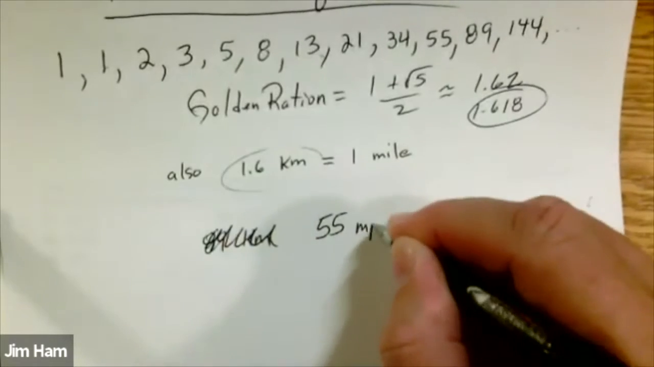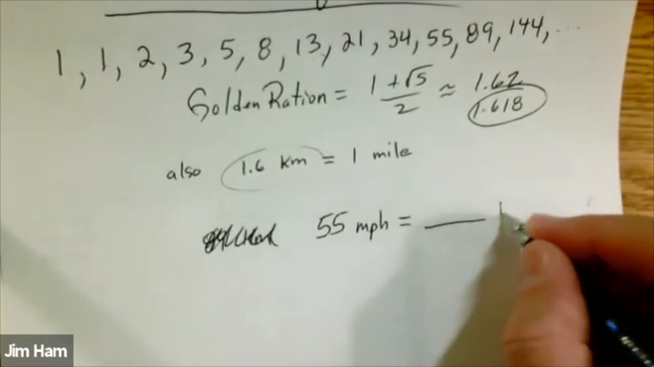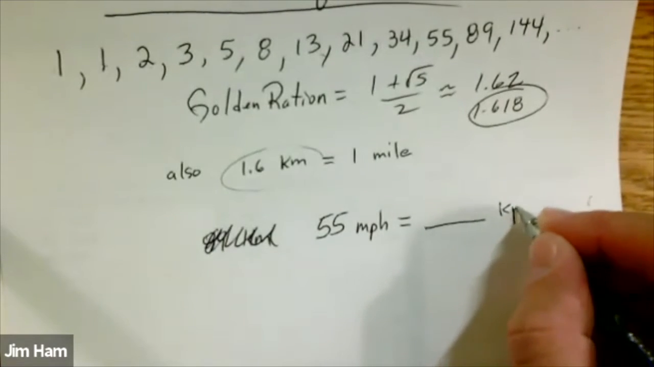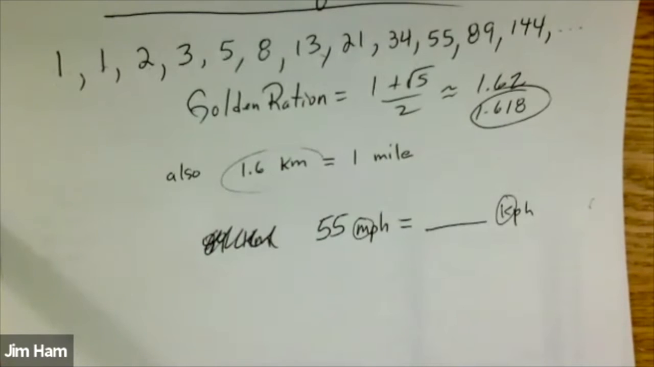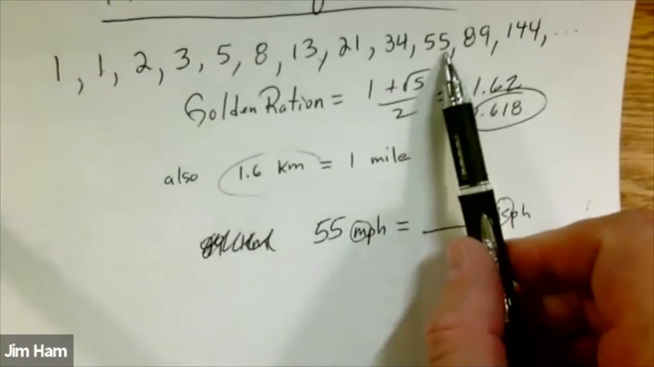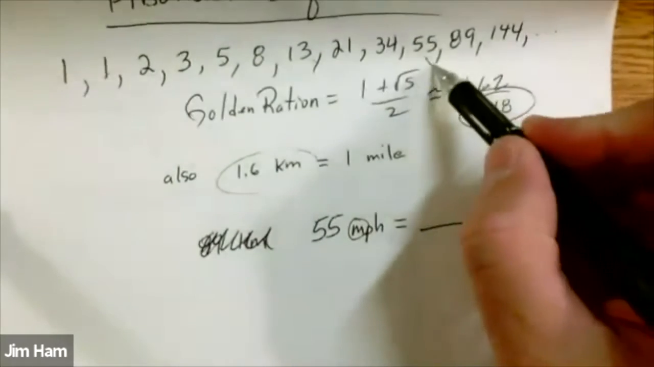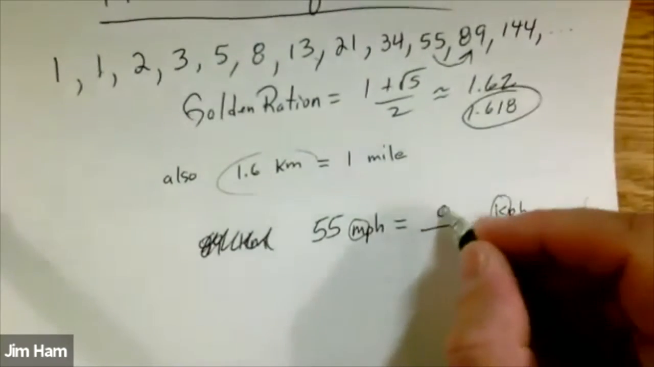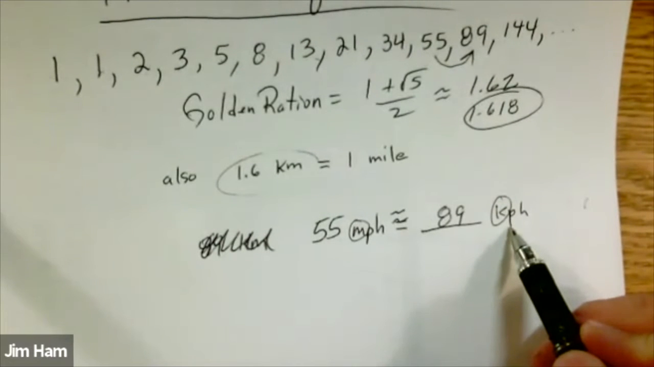55 miles per hour, and you're wondering, well, I wonder what my speed is in kilometers per hour. The only difference is miles versus kilometers. The per hour piece is the same. So the conversion is 1.6, but so is the conversion up here. So if you just jump to the next number, 89, you would have a pretty good estimate of how fast you're going in kilometers per hour.